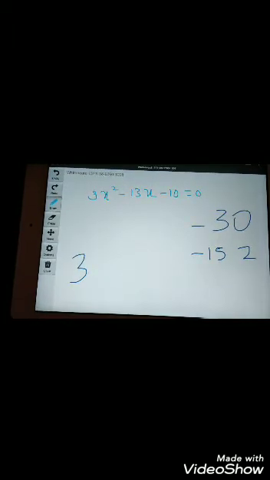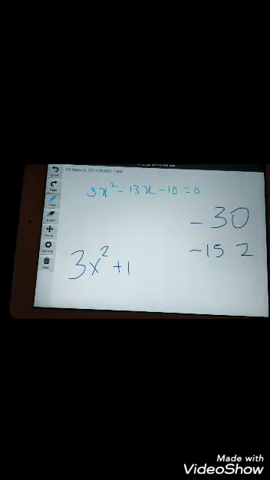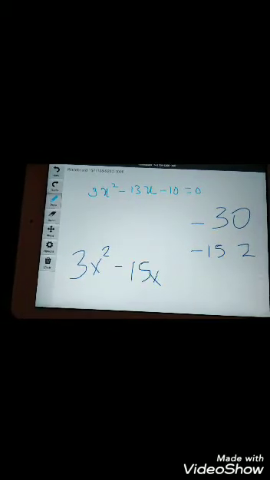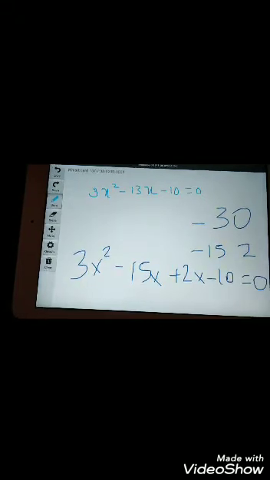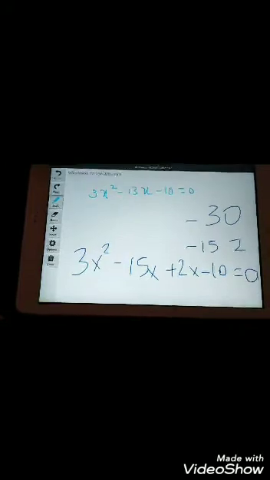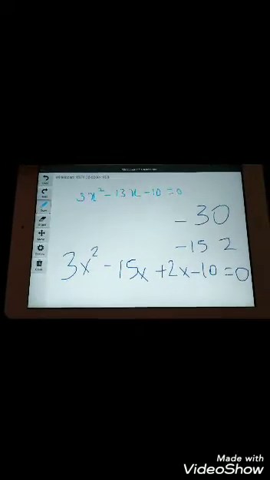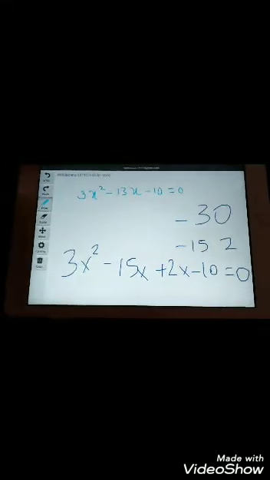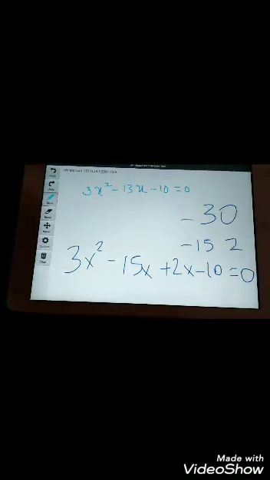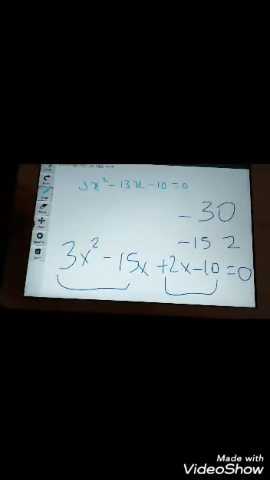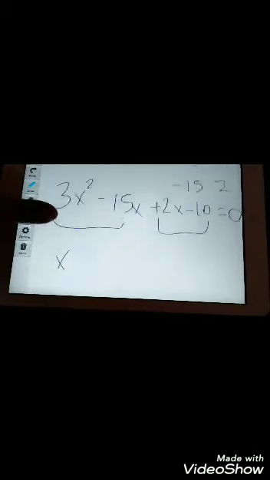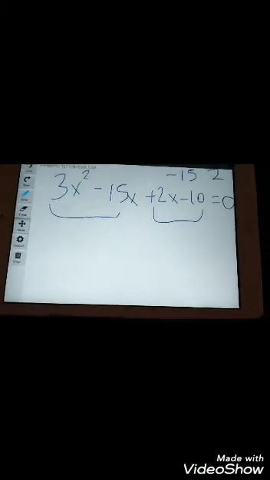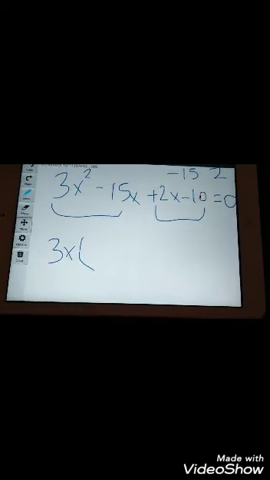3x squared. Okay. Perfect. Okay. Take the group the first two terms and the last two terms. Take the common term outside. Three x, very good.